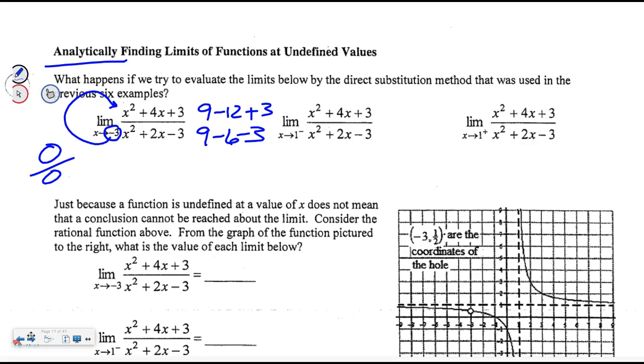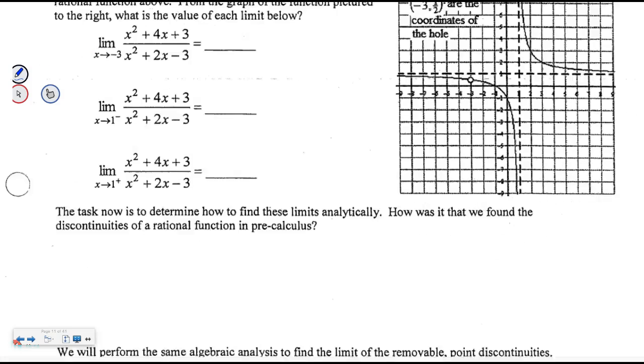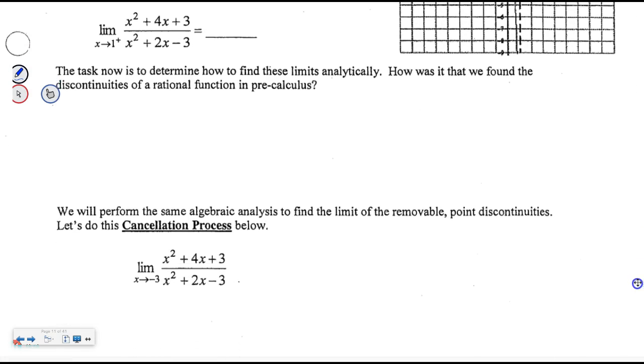The only factor that -3 can cause to be 0 is an x plus 3, or a factor of it, like a 2x plus 6. But there's an x plus 3 living on the bottom and an x plus 3 living on the top. We're going to scoot down and deal with that right here. So we're going to kind of piece this page together. But it says, how do you find them analytically? How do you figure it out?